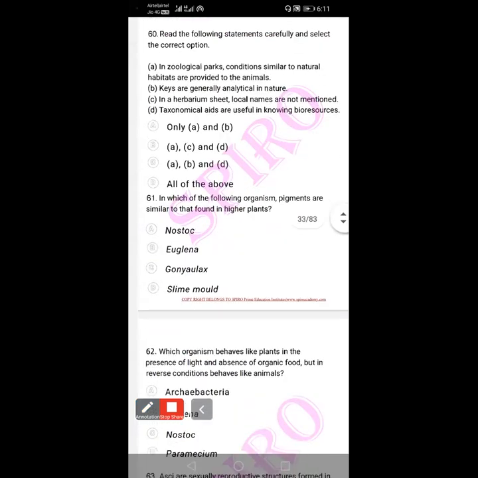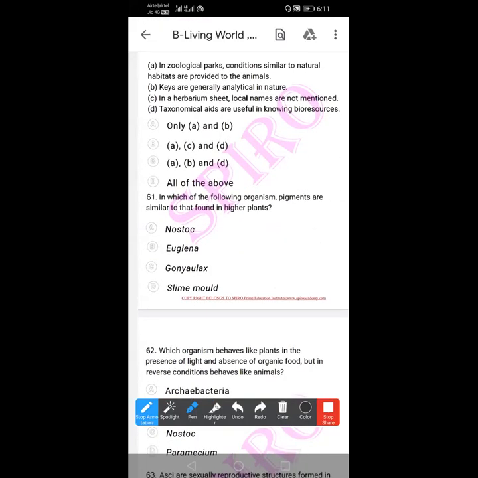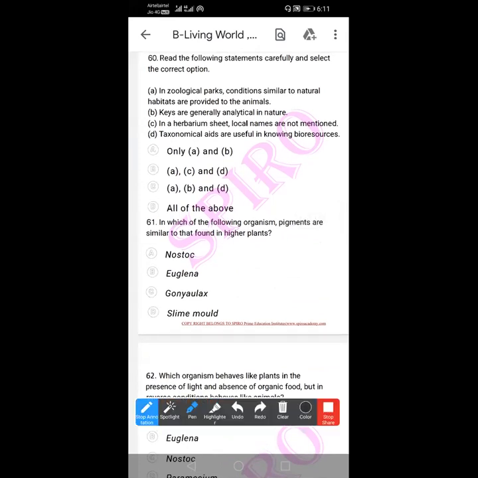And question number 60. Read the following and select the correct option. In a zoological park, conditions similar to the natural habitats are provided to the animals. The keys are generally analytical in nature. Yes. In a herbarium sheet, local names are not mentioned? So this seems to be a problem. Local names or vernacular names are mentioned. Taxonomic aids are useful in knowing bioresources. Yes. So A, B, and D are correct. Yeah, option C is correct.